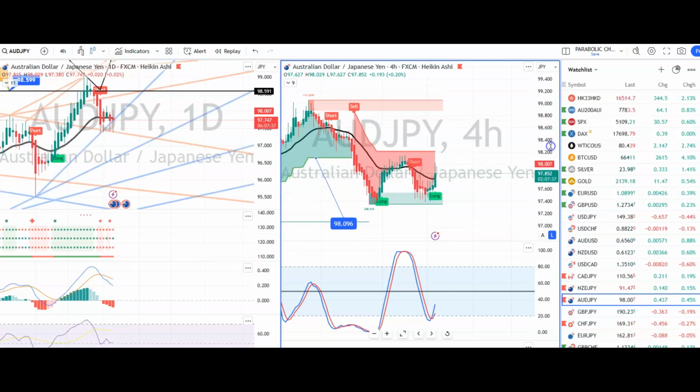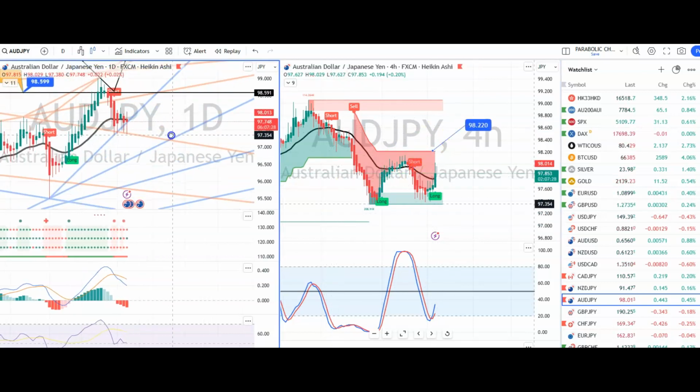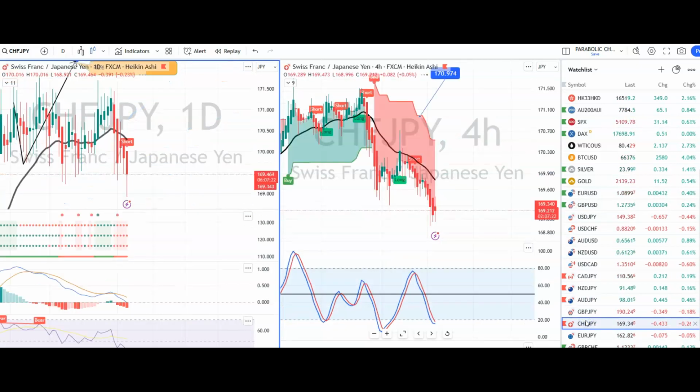Aussie yen, again, very similar situation here. Your stop is 98.22, and not quite all the sellers are in, so the New Zealand yen is a better one. Congratulations on the pound yen, by the way.